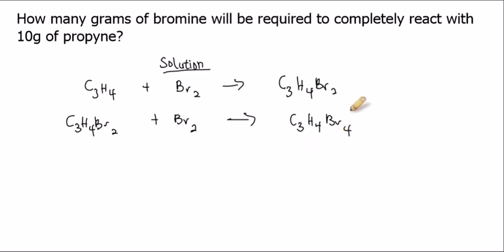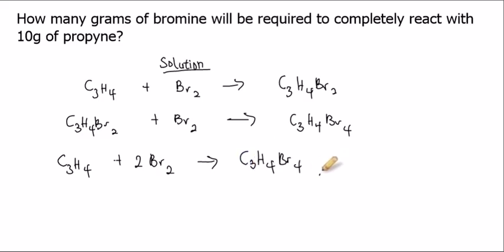So looking at this, let's combine these steps, that is the first one and the second one, to have a single equation that we'll be working with. So combining this, we have C3H4, that is propyne, reacting with bromine, Br2. So we have 2 moles, the first one and the second one in both steps. So we're having 2 here as the coefficient to give the product, which is C3H4Br4. And this will be the final equation we'll be working with.